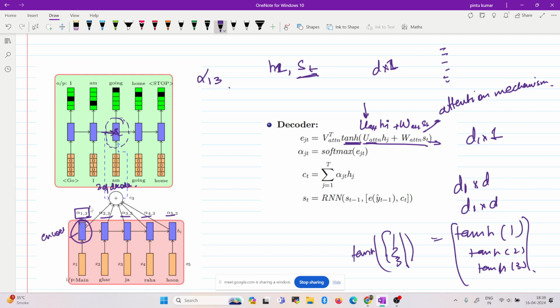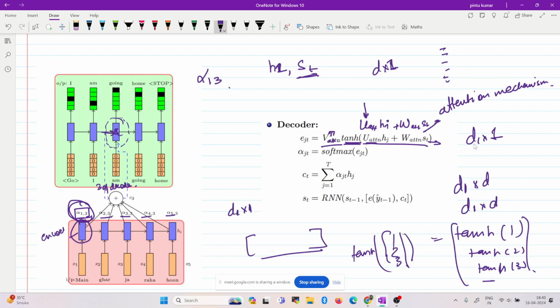But we wanted a weight over here. Rather than a vector, we wanted a weight. So to obtain a scalar out of this vector, we can again multiply it by a row vector. To represent this row vector, we have V transpose attention. So this V would be your d1 cross 1.